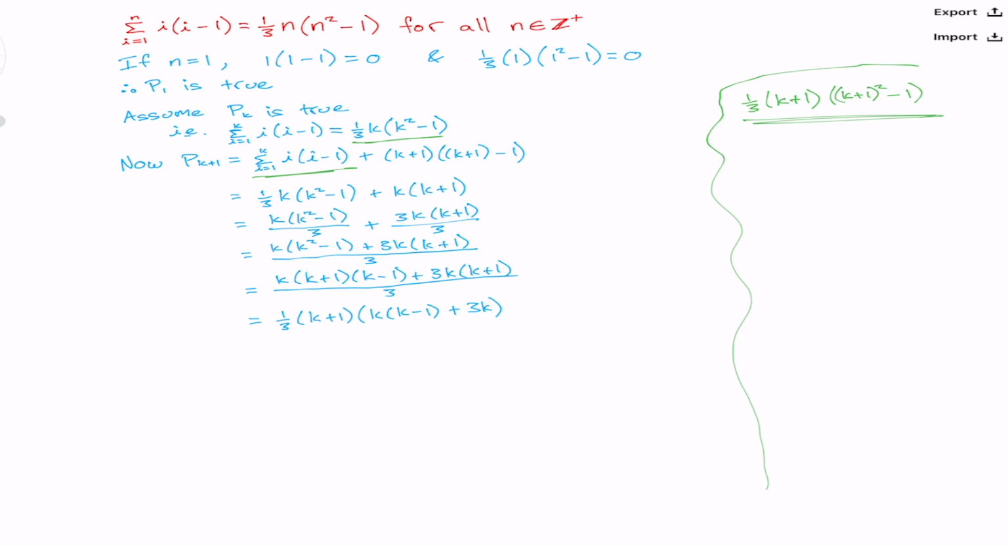We've got the 1/3 k plus 1. It's now just this part here that we've got to work out. And we've got this k minus 1 plus 3k. And we need to somehow have a factor of k plus 1 all squared. So what I'm going to do here is I'm going to expand it first. So we've just got this 1/3 k plus 1. And then here it's k squared minus k plus 3k, so I'm just going to join that together, so that's plus 2k.